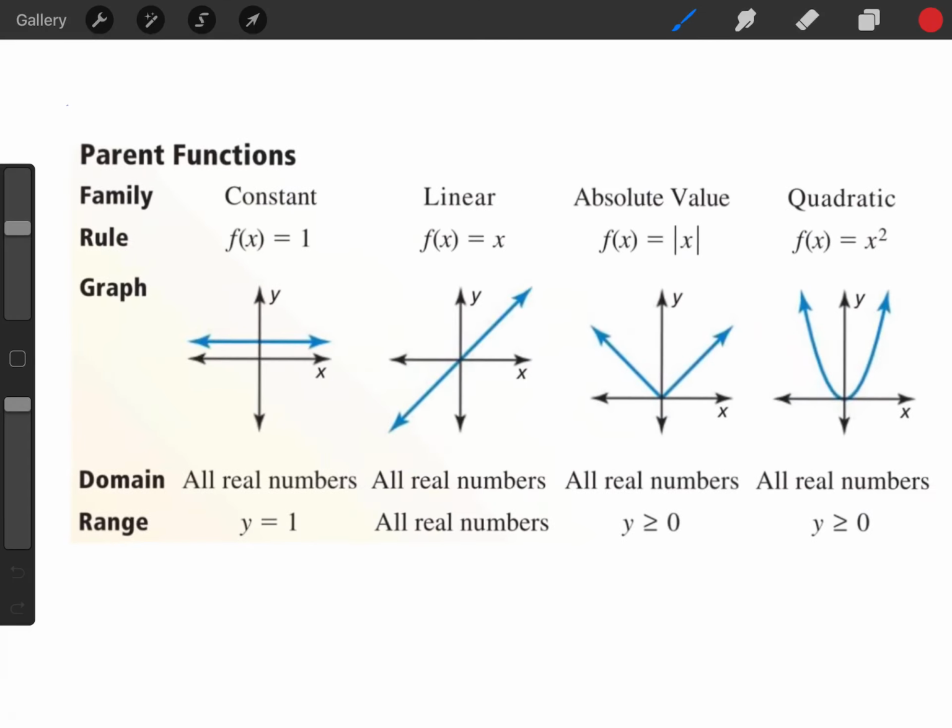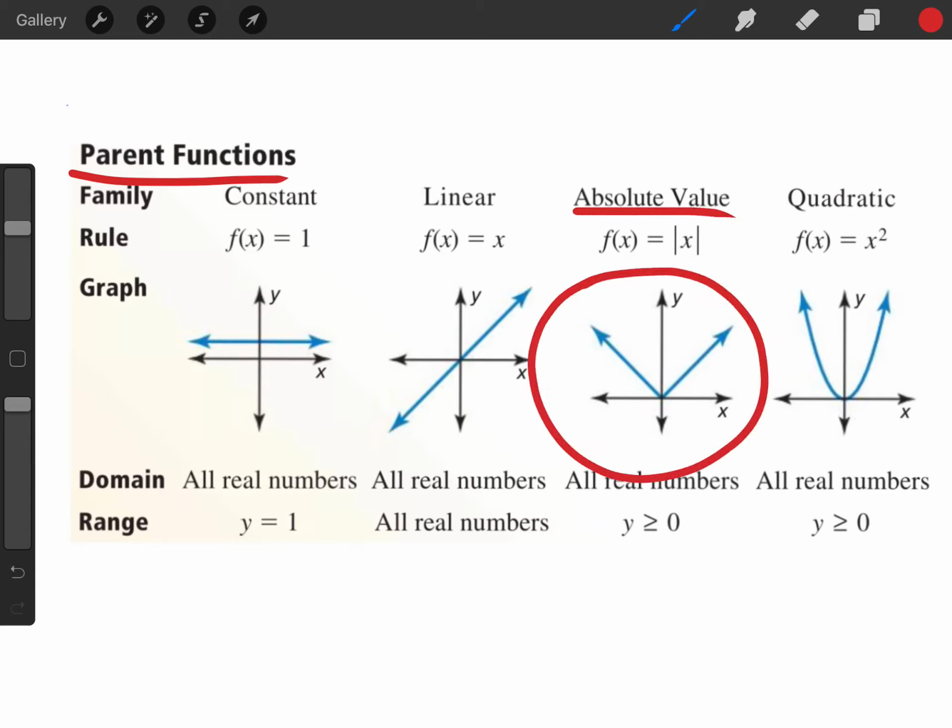All right, so first of all, let's look at the parent function of absolute value. It's going to be this one right here. It's a V shape, with the lowest point at (0, 0). So this is your parent function.